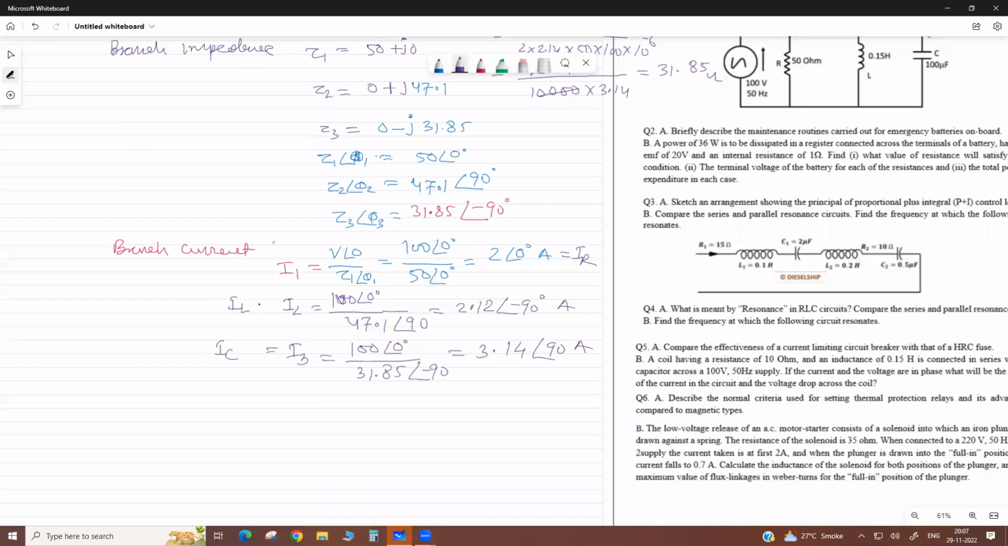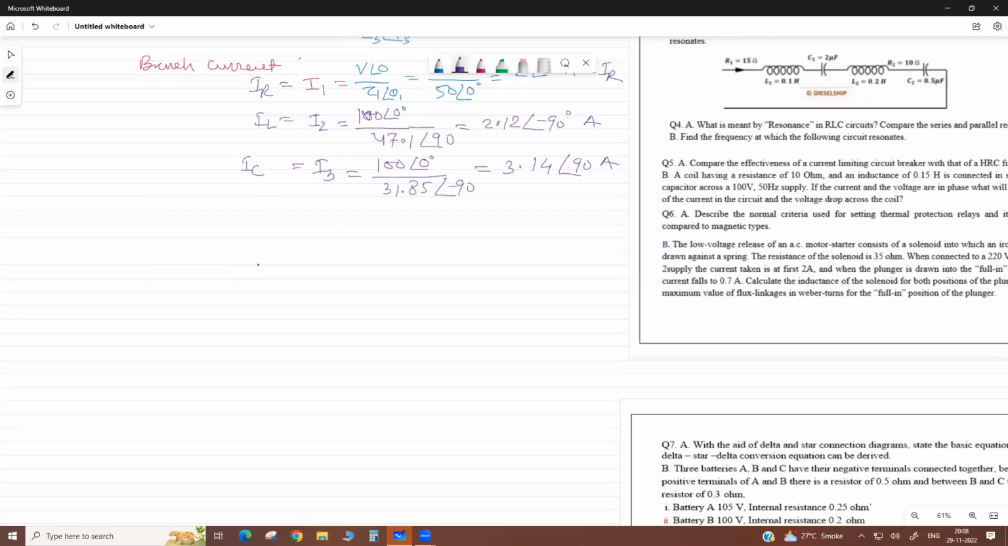Current in an inductor lags by 90. Pure inductor, pure capacitor, and this is a resistive current. It is in phase with voltage, that is 0. Now you can draw the vector diagram.